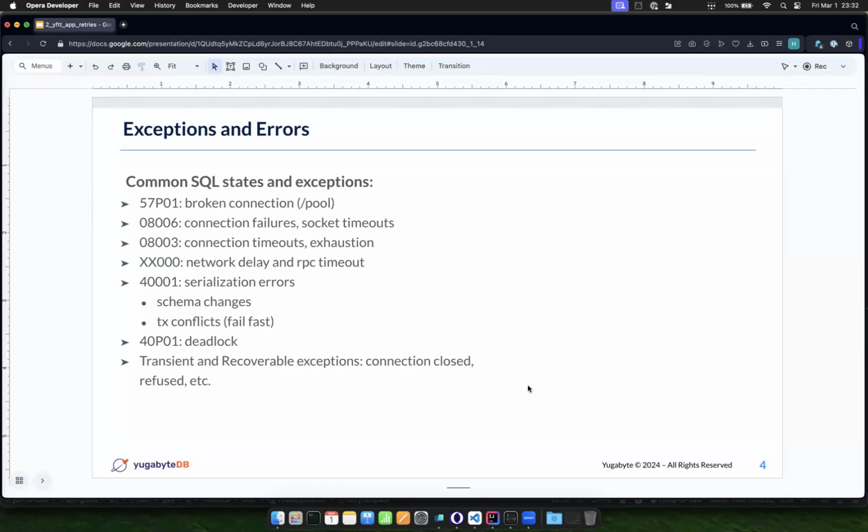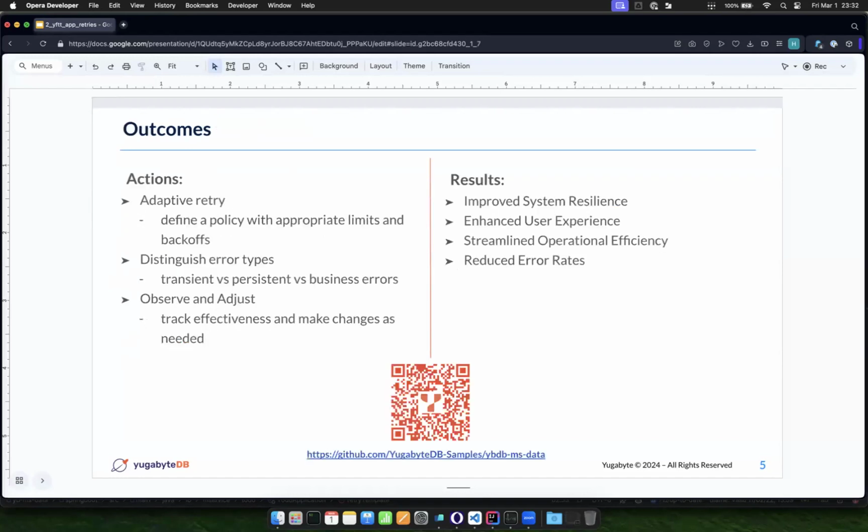So what you gain is, the retry policy should be properly defined, with appropriate limits and backoffs. And make sure that you distinguish between transient versus persistent versus business errors, right? Valid business errors need to be propagated to the upstream systems. For persistent errors, there is no need to build in retry logic because those are permanent errors, so they need to be handled in a different way. And transient errors can be retried with those retry policies.